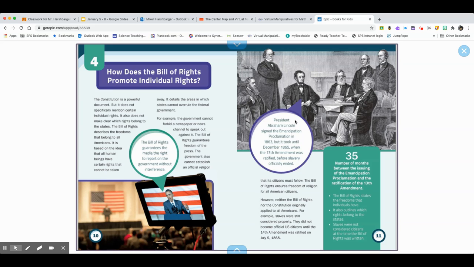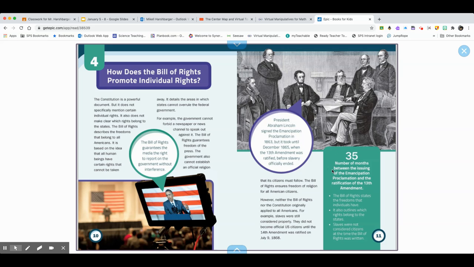Over here it says, President Abraham Lincoln signed the Emancipation Proclamation in 1863, but it took until December 1865, when the 13th Amendment was ratified, before slavery officially ended. So this is President Lincoln right here, and then these are other people that are perhaps advisors, other people who work with the president.